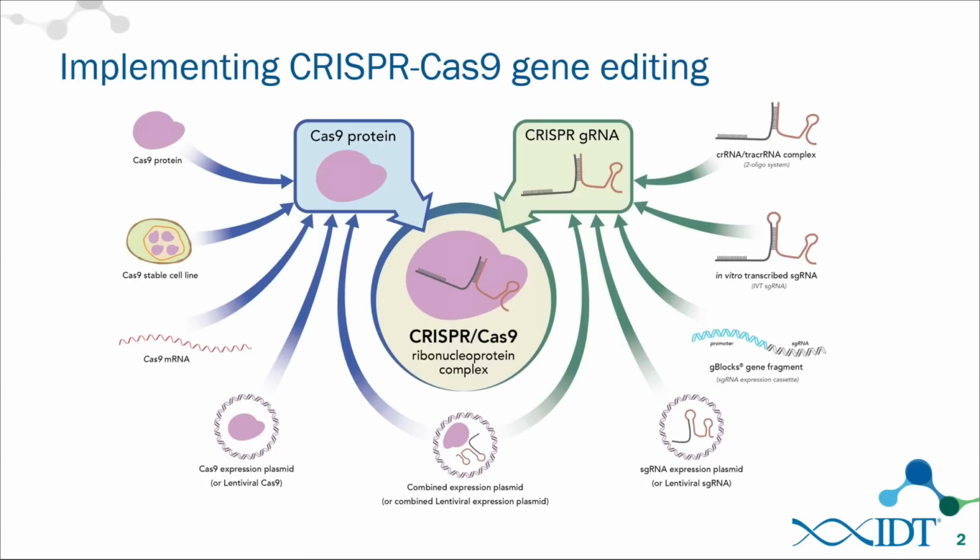By the same token, there are many options for delivering the CRISPR guide RNA that directs the Cas9 endonuclease to the specific site for editing in the genome. One would be, once again, an expression vector that expresses the single guide RNA. This could be done from a plasmid or a gBlocks gene fragment from IDT. In addition, some other common uses are in vitro transcribed single guide RNAs, once again, as a chimeric molecule, combining the CRISPR RNA and the tracer RNA into one single guide RNA.